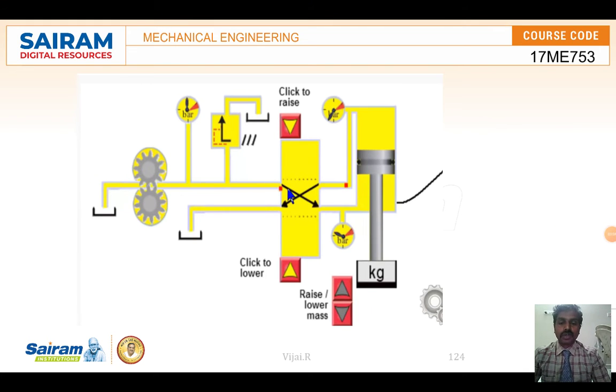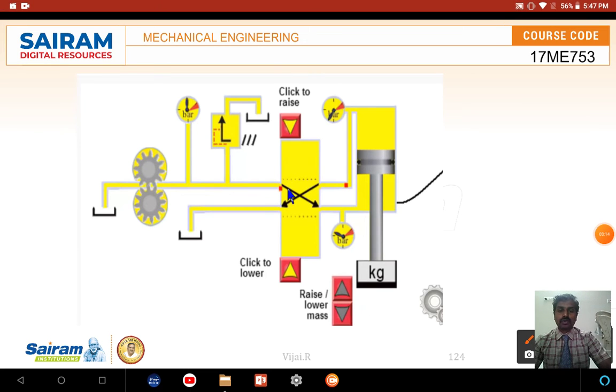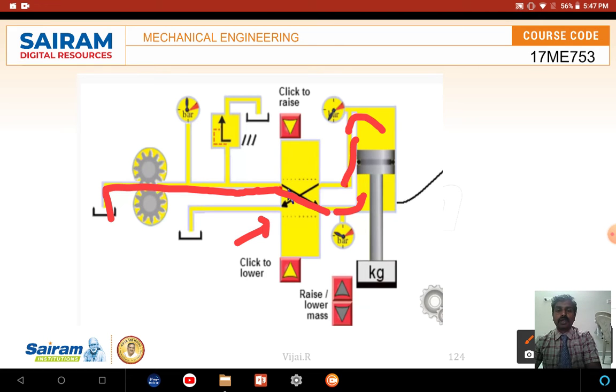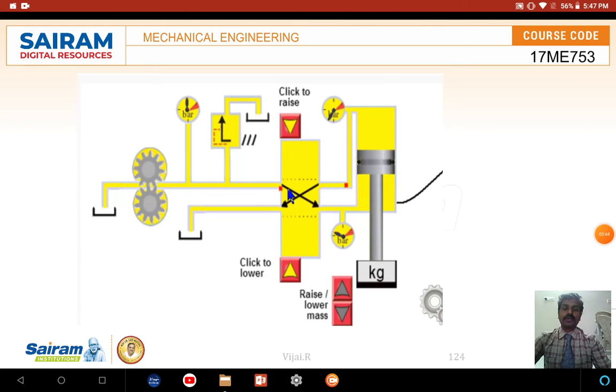So what will happen if I keep the directional control valve in this position? The liquid which comes through this pipe when the pump is working crosses the valve, since it is open. It goes here and moves the piston upward, and the liquid already present on the other side goes to the liquid tank or reservoir. This is how a piston can be moved in one direction.